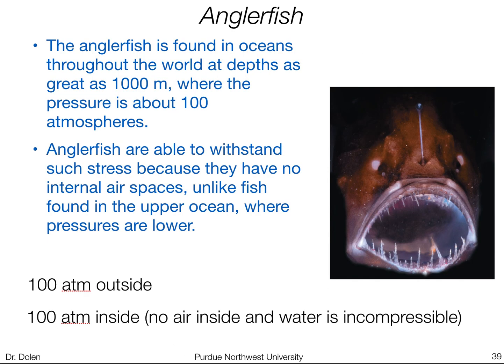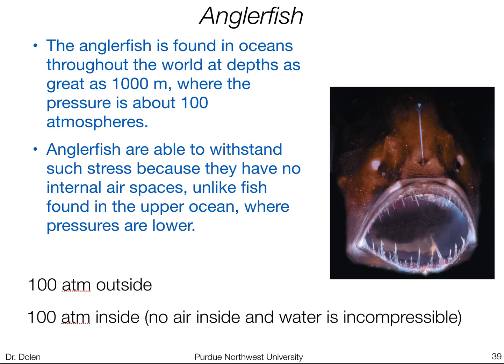Some fun examples of this are in the ocean. As we dive deeper and deeper in the ocean, the pressure increases linearly. If you're about 1,000 meters down in the ocean, the pressure is about 100 atmospheres. That's an enormous pressure that will crush almost anything. So how is it that there are fish that live in the ocean that deep? Anglerfish live 1,000 meters under the ocean, where the pressure is 100 atmospheres. So how can that be?